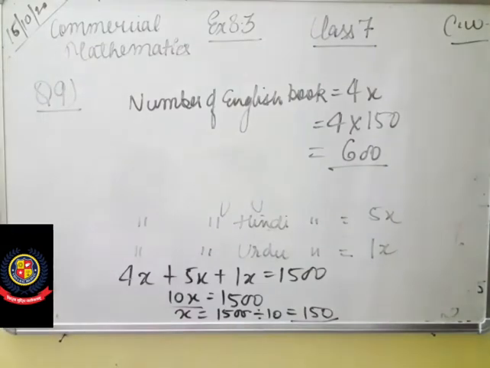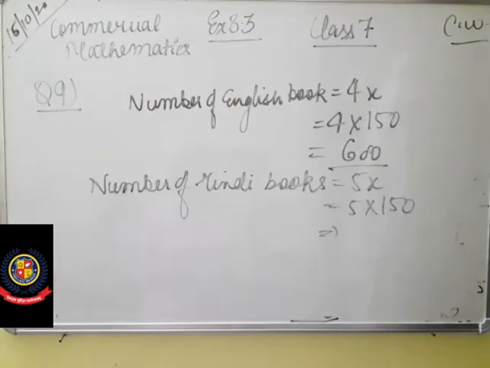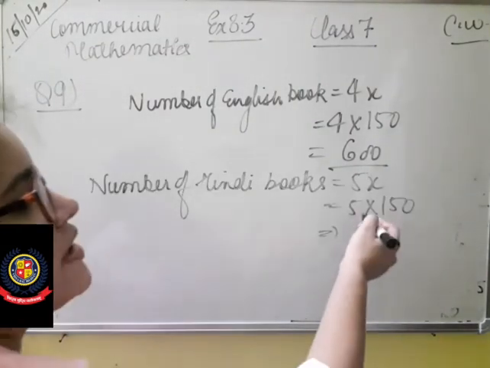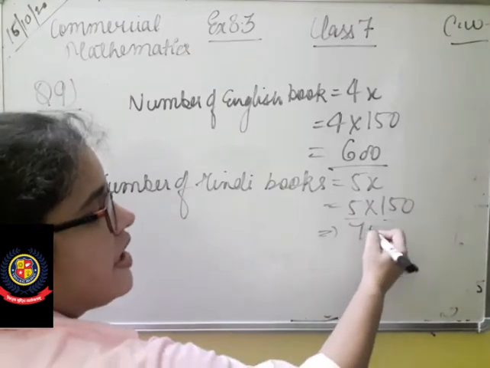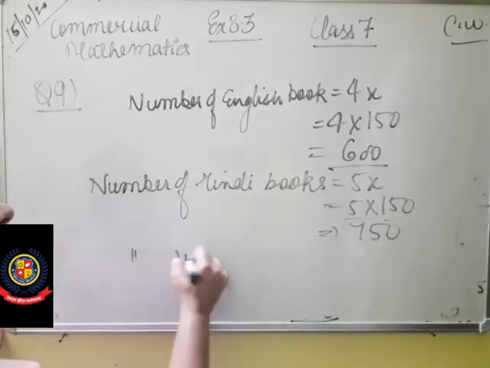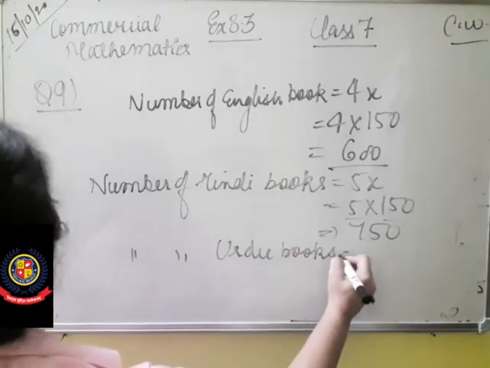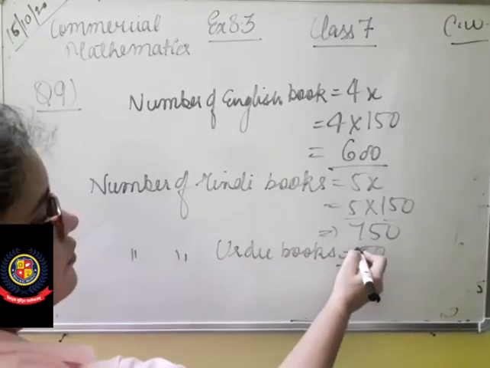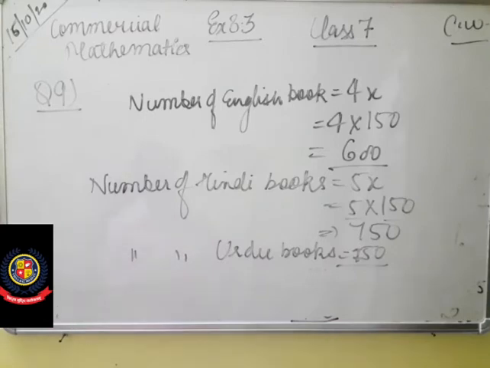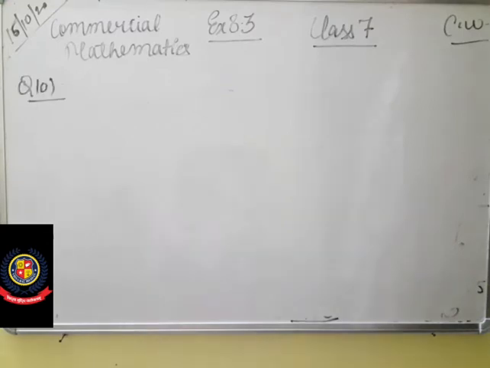Okay. Similarly, number of Hindi books 5x, that is 5 into 150, that is 750. And number of Urdu books, वो तो x ही था, तो वो कितनी हो गई 150 हो गई. So your language, your books are, number of English, Hindi and Urdu books are 600, 750 and 150. So now kindly look at the question number 10.